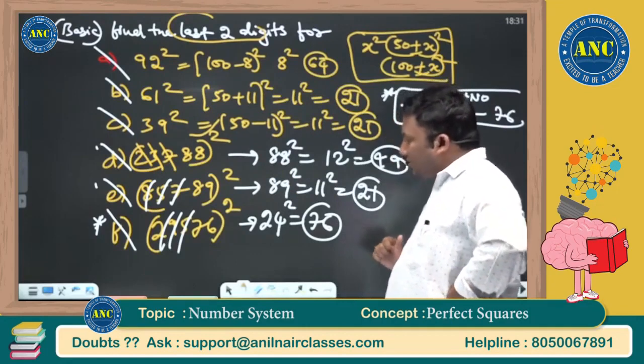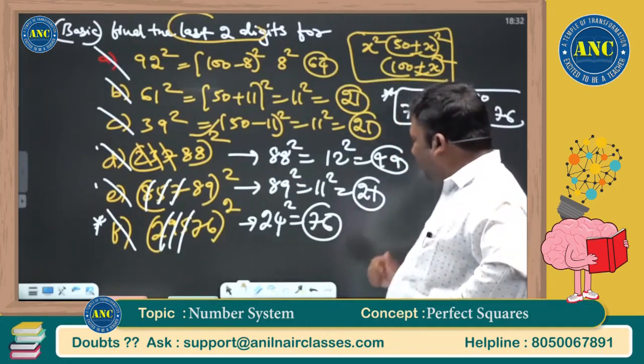Right? 76 square. 1, 2, 3, 4, 5, 6. Next one.